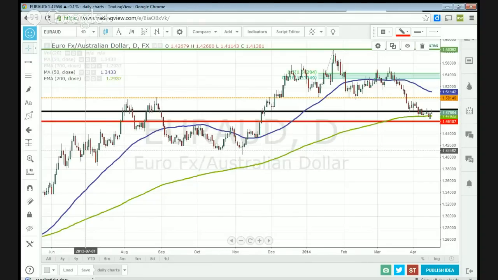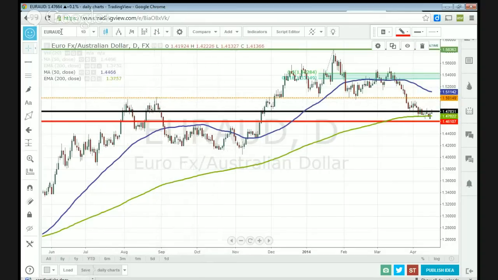I have dashed orange lines on many of my charts. Indicator of where I'll move my stop to break even. So if price closes at or above 50.15, which is a minor resistance level, we can see that here, then I will move my stop to break even. So that's Euro Australian dollar.